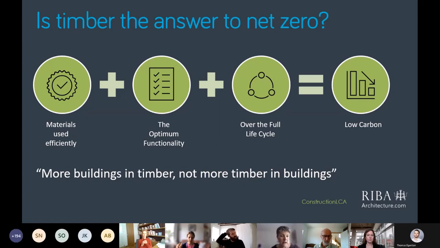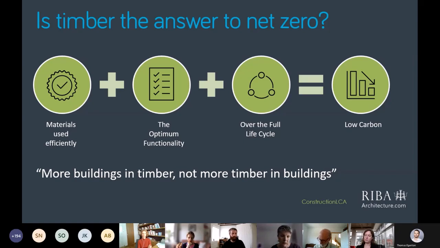Next slide. So the answer in terms of what we actually need to get to net zero is to use materials efficiently. And again, this is one of the problems with timber, is that we only have a limited amount of timber. It's a renewable material. We've only got a certain land area to grow it. So we need to use that timber as efficiently as possible in as many buildings as possible, so that it can offset more carbon intensive materials.